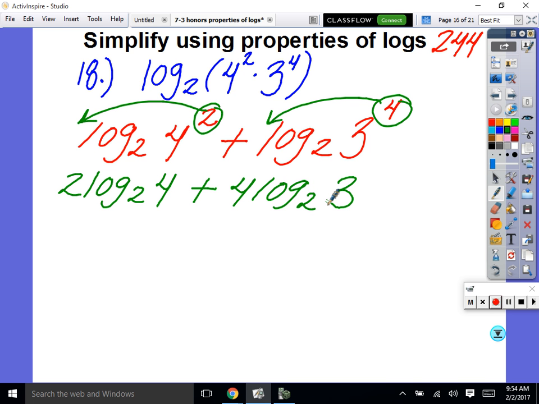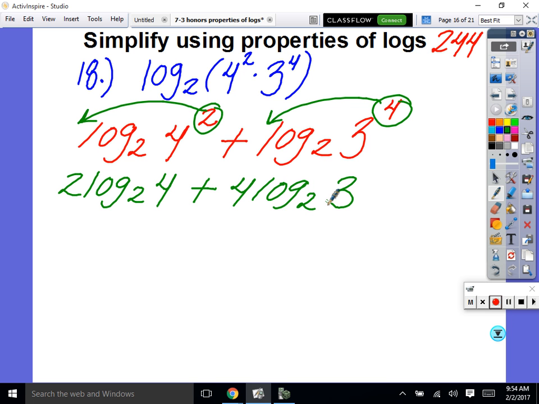Right, yes. Can you simplify that even more? Yes, I think that's what they want us to do, go even further, because isn't 4 2 times 2? I know for a fact they're going further with this, because 4 is 2 times 2. You get what I'm saying?